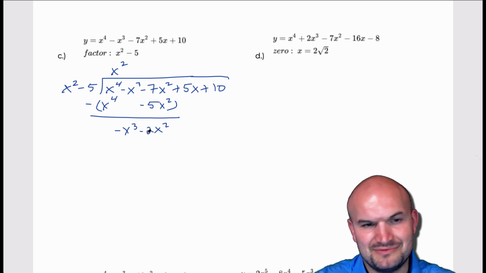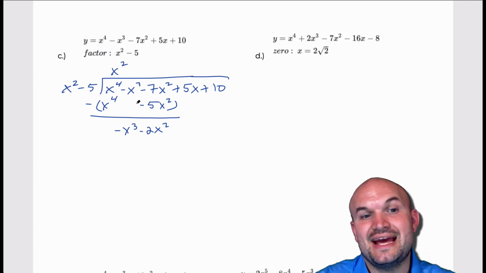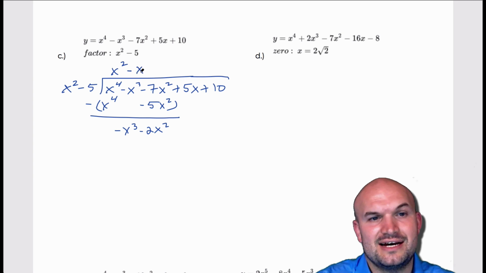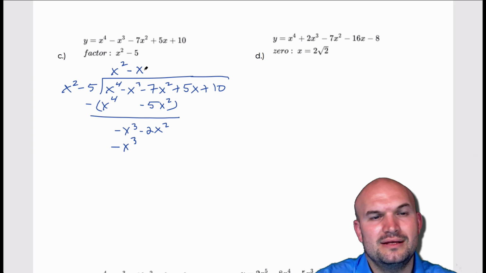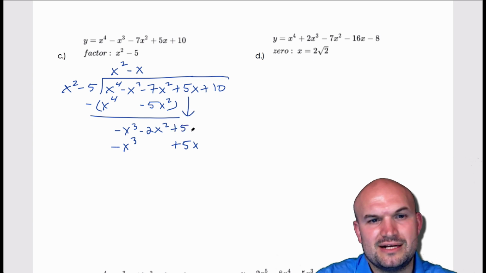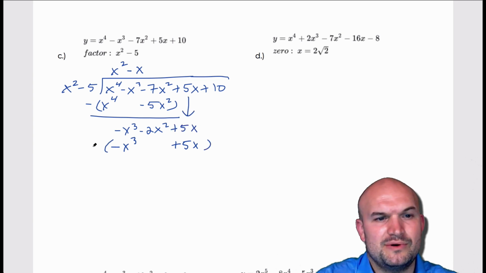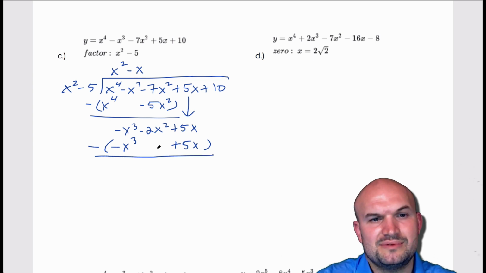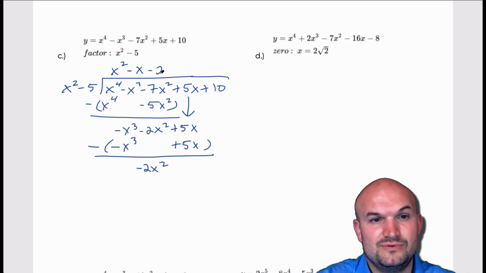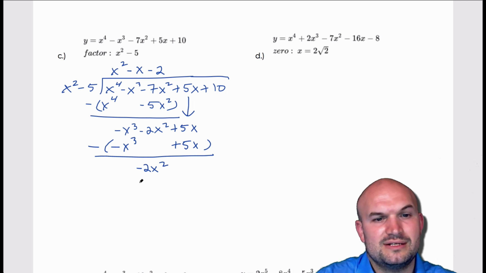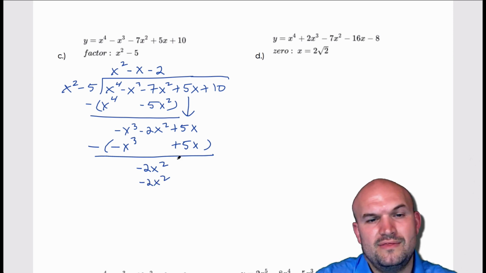X squared divides into negative x cubed, negative x times. Negative x times x squared is a negative x cubed. Negative x times negative 5 is going to be a positive 5x. So I probably need to bring this down to subtract it. All right, subtract my rows. These are exactly the same, so they divide out. You bring this down, negative 2x squared. X squared divides into negative 2x squared negative 2 times. Negative 2 times x squared is a negative 2x squared. That goes to 0.